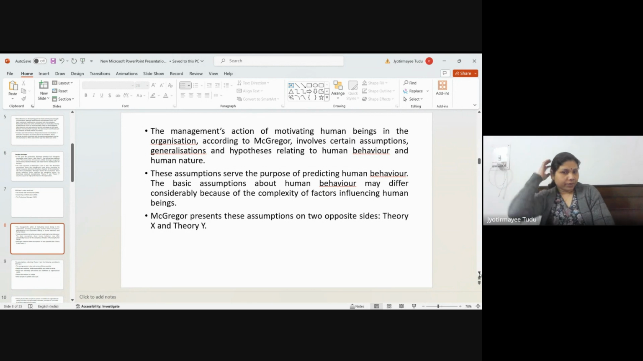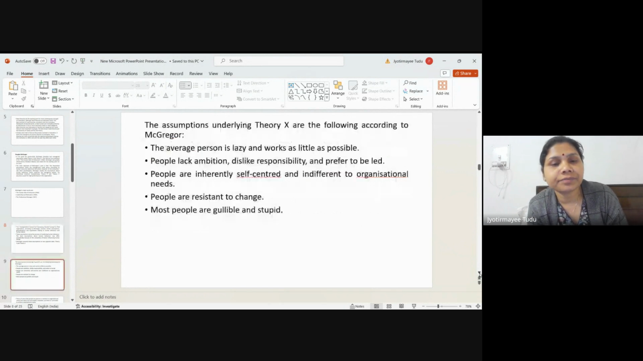among the employees. The basic assumptions about human behavior may differ considerably because of the complexity of factors influencing human beings. So McGregor presents these assumptions on two opposite sides, theory X and theory Y. Both of these theories are opposite to each other. Let's have a look at theory X and its assumptions. The assumptions underlying theory X are, first, like I told you, the average person is lazy and works as little as possible.